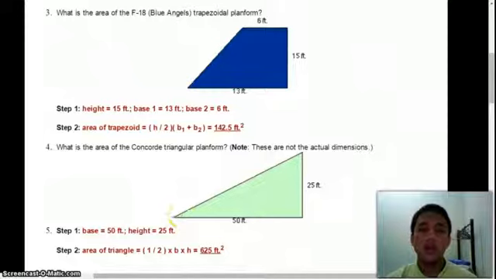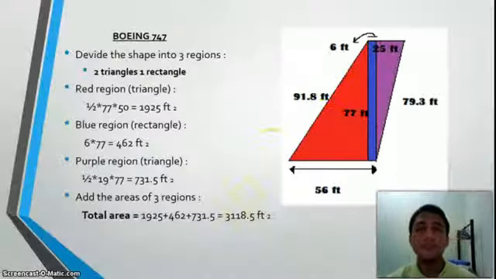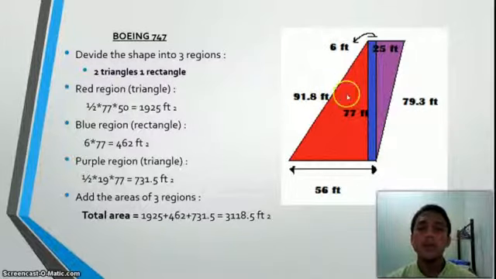So we go to the area of the Concorde wing, triangle shape. We use the formula for the area of a triangle: half times base times height. Half times base, which is 50 feet, times height, which is 25 feet. You get this answer, 625 feet squared.